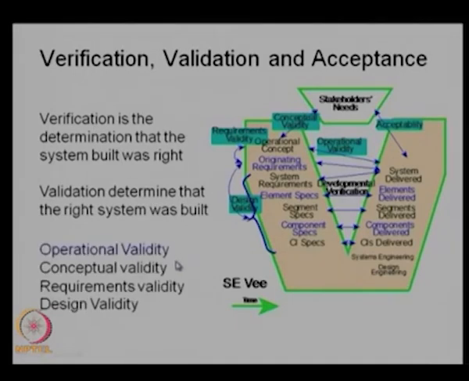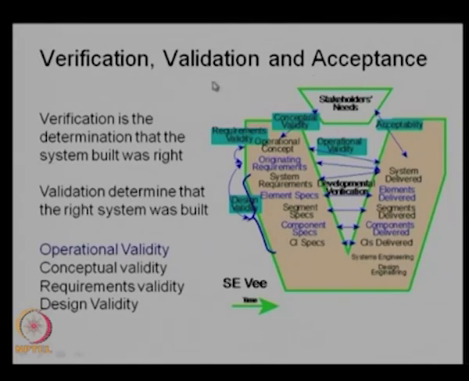As you can see here, in validation there are different kinds of validity: the operation validity, the conceptual validity, the requirements validity, and the design validity. In order to ensure that the validation process is complete, we need to ensure that all these validities are satisfied. These are basically used to ensure that the right system was built to meet the customer requirements.